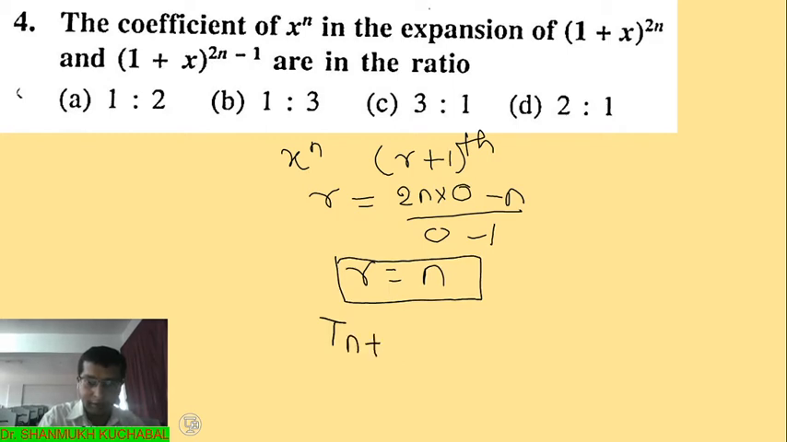Further, in the general formula T(n plus 1), we substitute. It is 2n Cn into x raised to n.